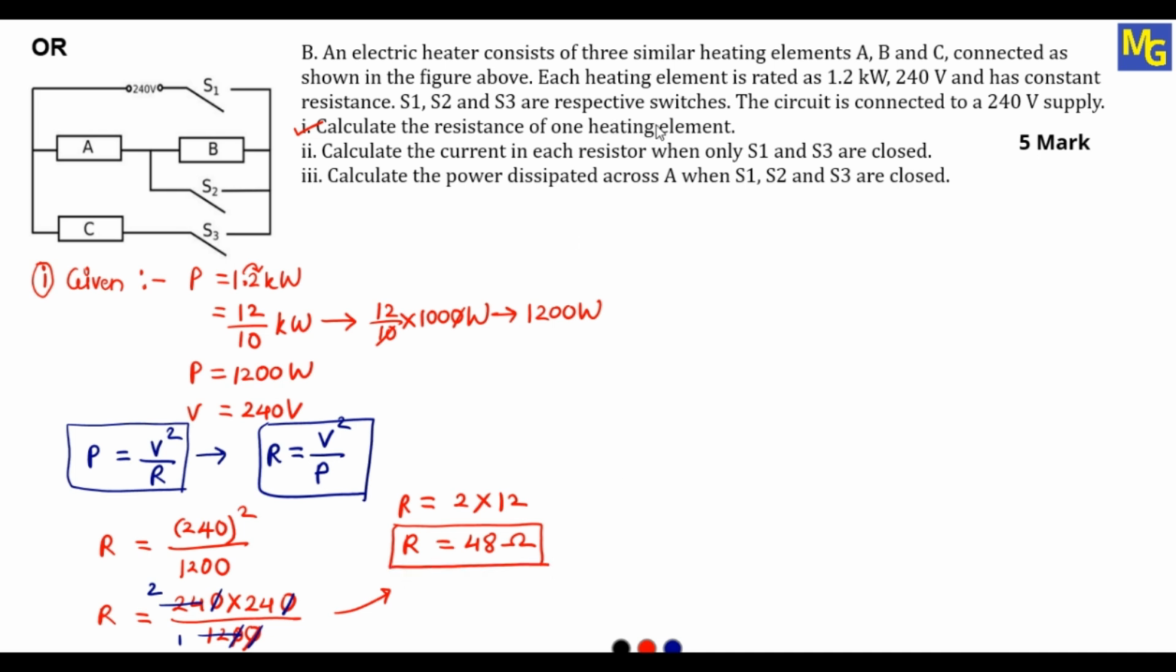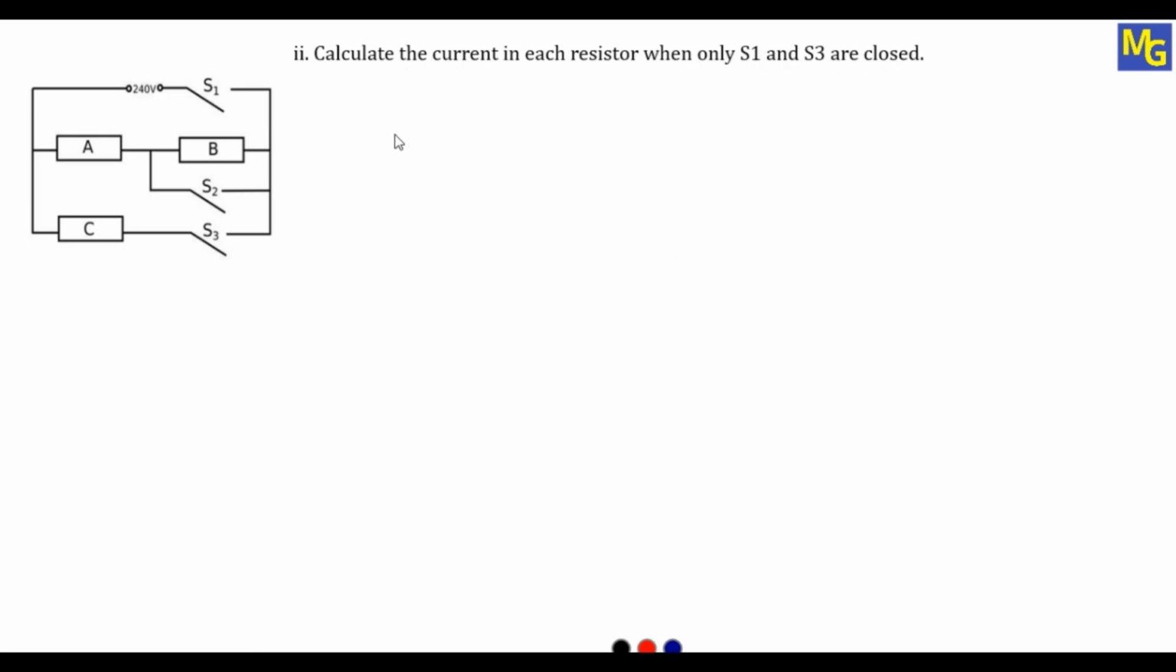After this, we are going to start with question 2. This question 2 we will solve on the next page, because it is a little bit of a big procedure. So now we will solve the question 2. Calculate the current in each resistor when only S1 and S3 are closed. Now see in this circuit diagram, if S1 is closed like this and if S3 is closed, then what happens? Here this A and B both are in series, and this A and B with C, they are in parallel.